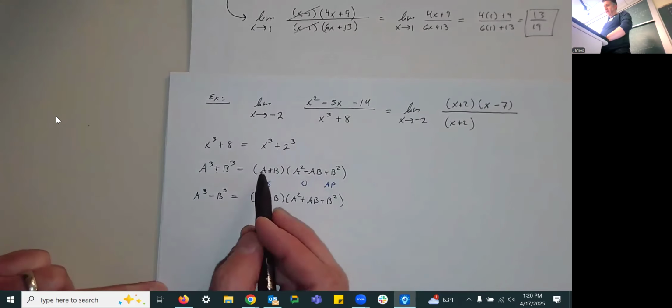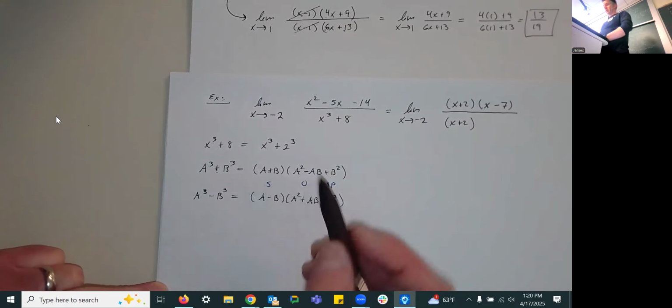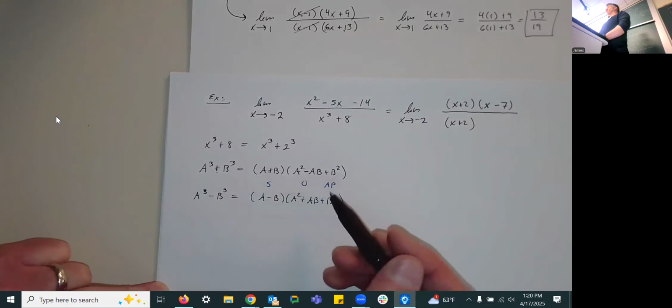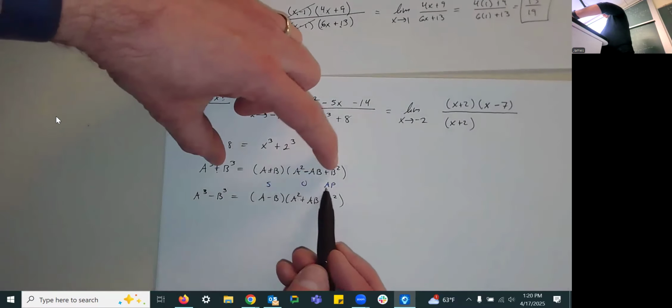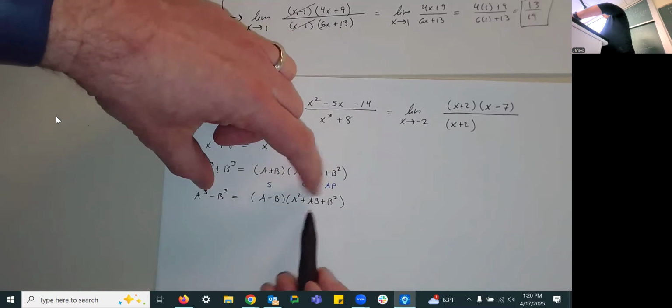So it's always an A, either plus or minus a B, and then an A squared, an AB, and a B squared. When you want to find out the signs, it's SOAP. Same sign, opposite sign, always positive.